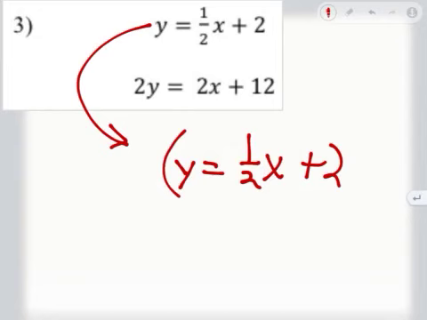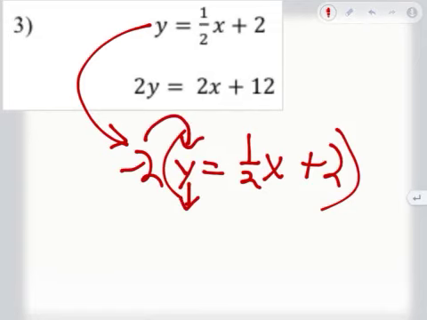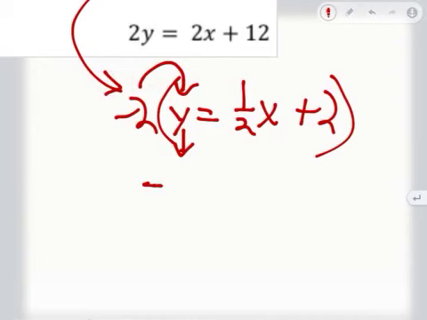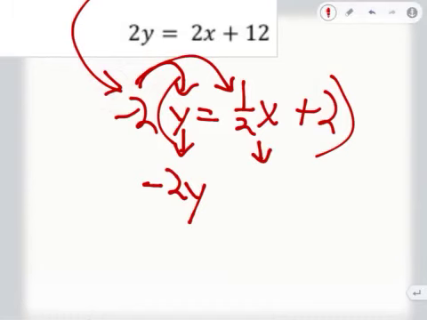What I can do is I can put parentheses around the whole thing. And like I said before, I want a -2 to be in front of the y. So what I have to do is I have to multiply everything in this equation by -2. And I'm going to use a distribution property in order to do that. So -2 times y is a -2y, and a -2 times half of an x.